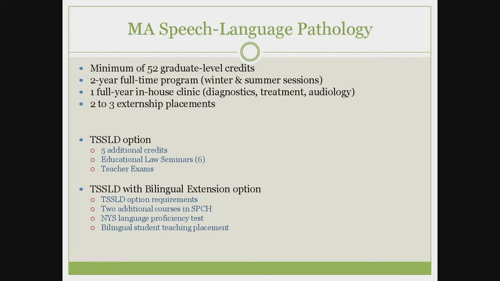And then you see the TSSLD with bilingual extension option. I would say about 4 or 5 people do the bilingual extension option each year. So if you do that, you do all the regular master's requirements, the 52 credits. You then add the TSSLD option and the bilingual extension option, which involves 2 additional speech courses. So that's 6 additional credits.